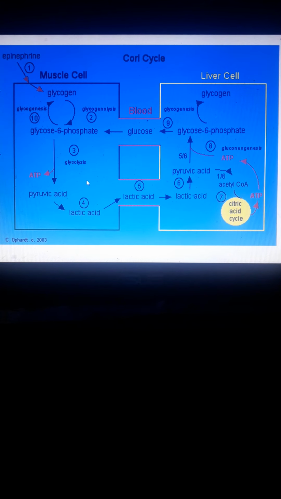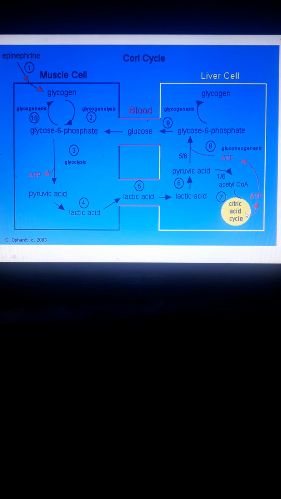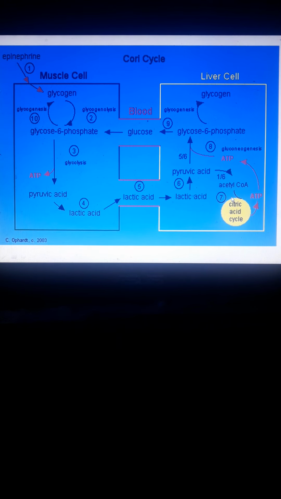Next, class, once glucose 6-phosphate is there, followed by the glycolysis process, it will produce adenosine triphosphate. The product is pyruvic acid to lactic acid. Then, this lactic acid enters the liver cells. In the liver cells, lactic acid is converted to pyruvate. Then it will enter the citric acid cycle. In the citric acid cycle, usually pyruvate combines with acetyl coenzyme A, and the final product is oxaloacetate. So it is through different stages. It will produce ATP. The ATP is needed for the gluconeogenesis process, wherein pyruvic acid, the product, will be converted to glucose.